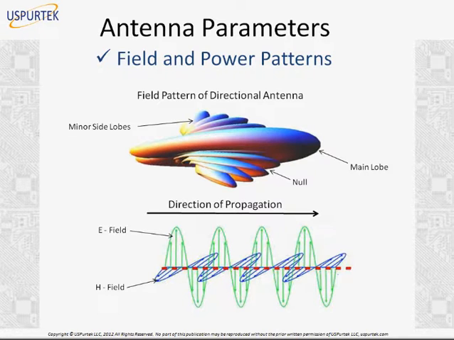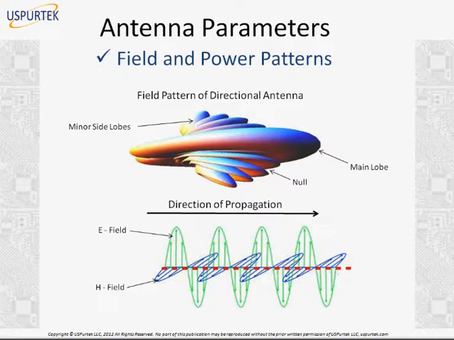Okay, now let's move on to a little more detail on the field and power patterns. So any antenna will have typical electrical and magnetic field pattern as shown in the slide. This is a three-dimensional picture you see. So in the direction of propagation, you see there is a main lobe, and then there are minor side lobes. So any antenna field and power pattern will look like this, because the antennas are directional.